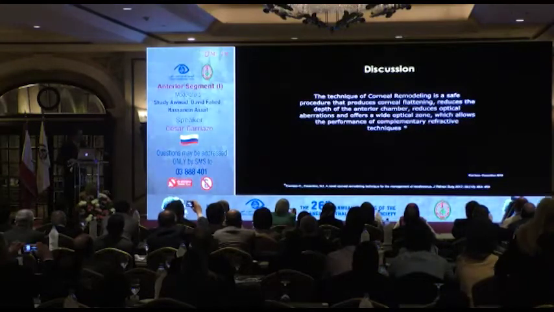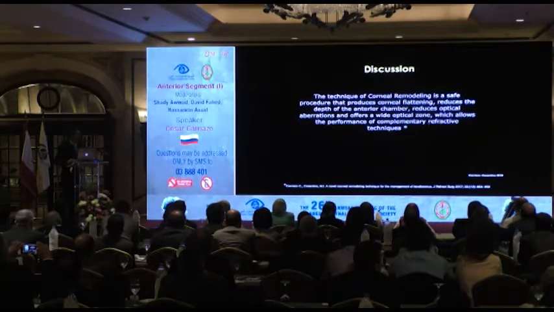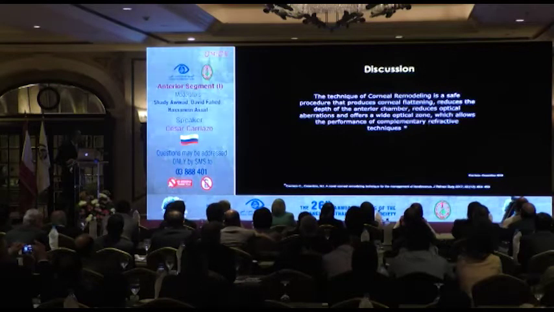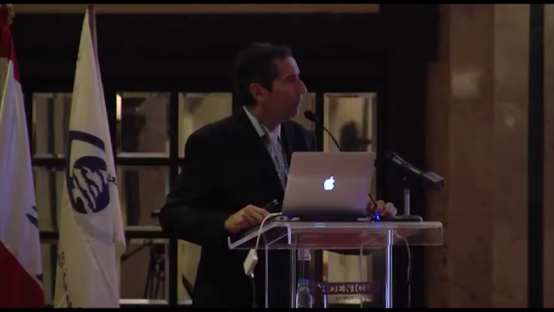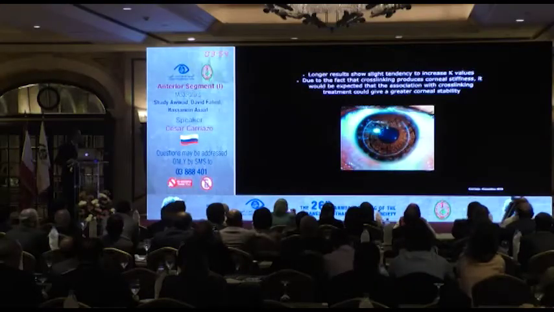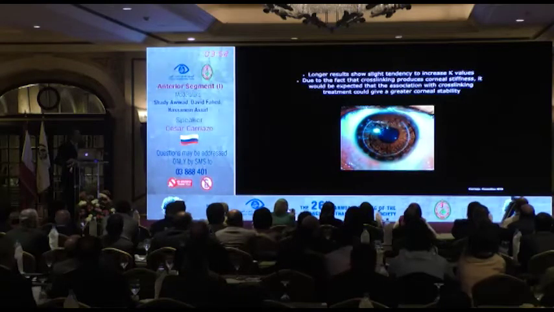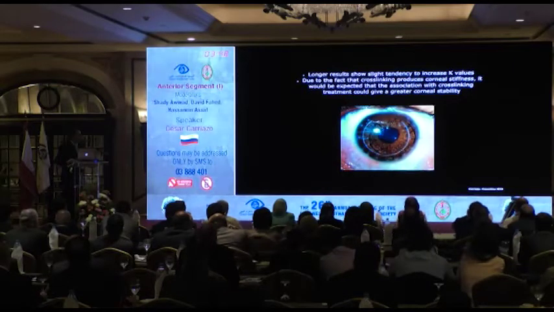In conclusion, this technique is a safe procedure that produces corneal flattening, reduces the depth of the anterior chamber, reduces optical aberration, and offers a wide optical zone which allows performing complementary refractive techniques. Longer results show a slight tendency to increase the K value due to the fact that cross-linking produces corneal stiffening. It would be expected that the association with cross-linking treatment could give a greater corneal stability.